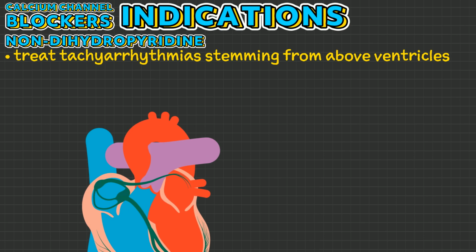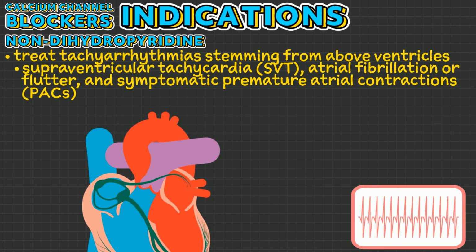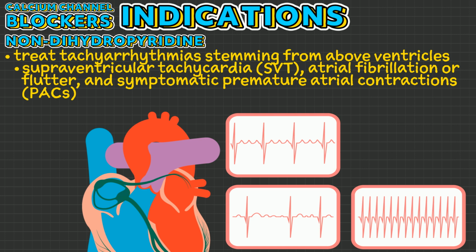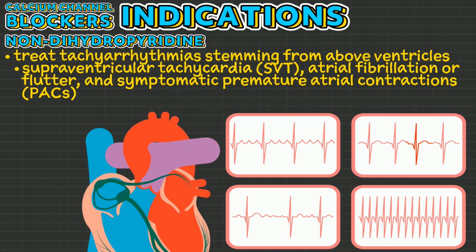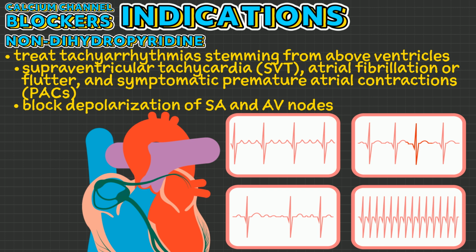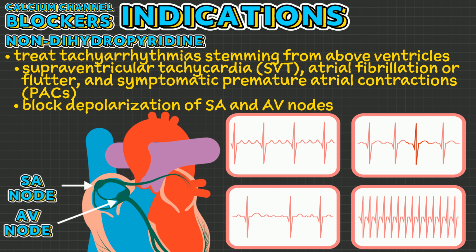Non-dihydropyridine calcium channel blockers can be helpful for treating tachyarrhythmias stemming from above the ventricles, such as supraventricular tachycardia, atrial fibrillation or flutter, and symptomatic premature atrial contractions. This is because they block the depolarization of the SA and AV nodes.